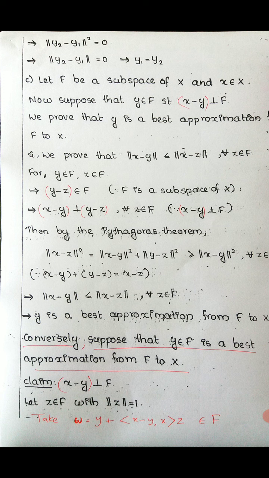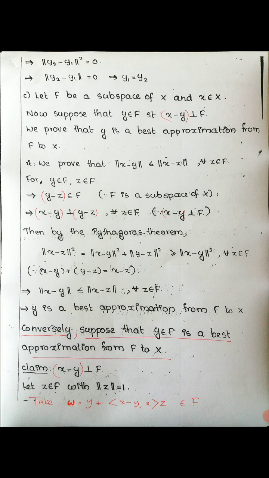Take z in F with unit norm, norm of z equal to 1. Take omega, instead of w, omega is better. Omega is equal to y plus norm of x minus y times z, which is an element of F.